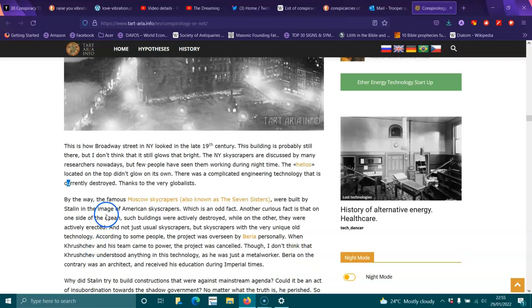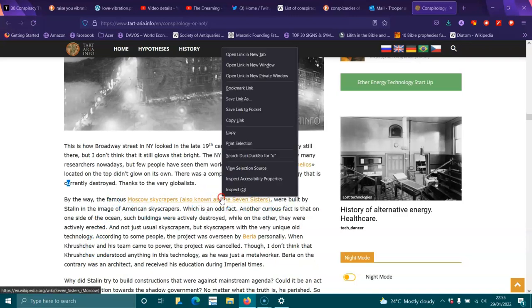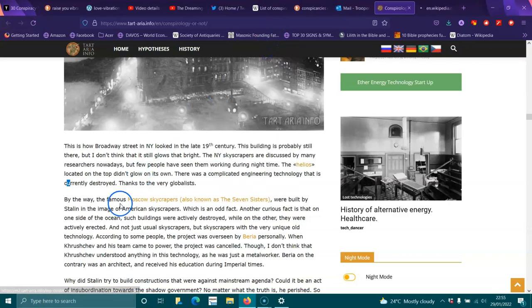By the way, the famous Moscow skyscrapers, also known as the Seven Sisters, were built by Stalin in the image of American skyscrapers, which is an odd fact. Another curious fact is that on one side of the ocean, such buildings were being actively destroyed, while on the other, they were actively erected. And not just usual skyscrapers, but skyscrapers with a very unique old technology. According to some people, the project was overseen by Beria personally.